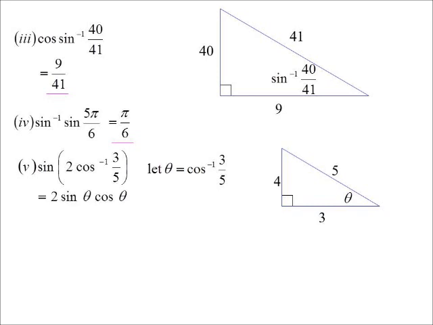Okay, so that's going to be 2 sine theta cos theta. I'll just read off the triangle. And so 2 times 4/5 times 3/5, we get 24 on 25.